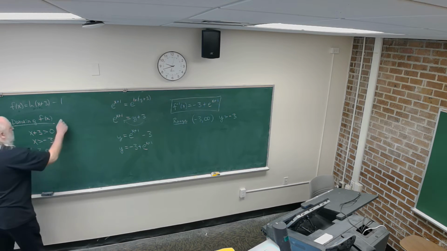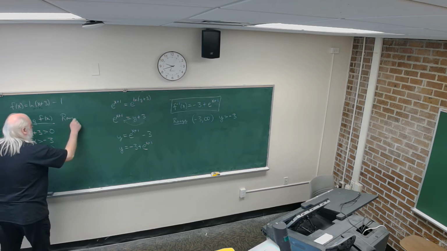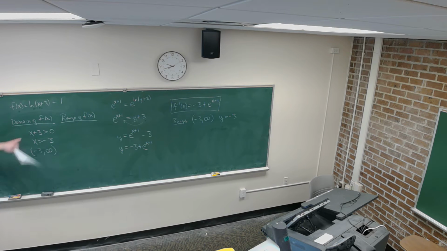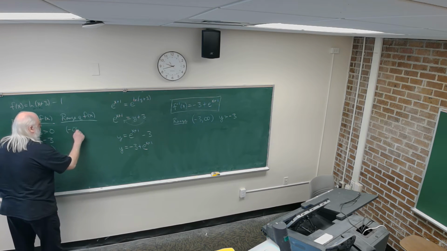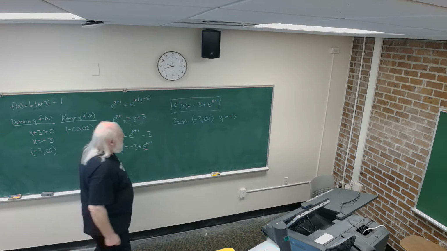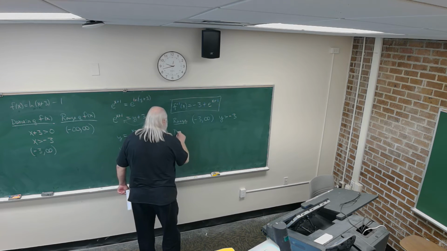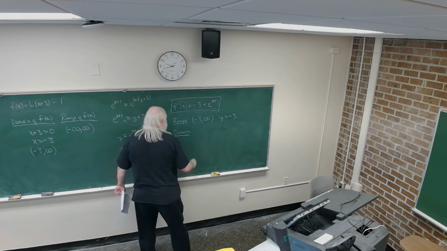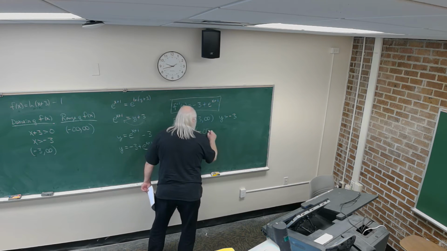The range of f of x, as I said, is just a transformation of the graph of the natural log of x, shifted to the left 3, down 1. The range still goes from minus infinity to plus infinity. No minimum y coordinate, no maximum y coordinate. So the domain of the inverse function equals the range of f of x, which is all real numbers.